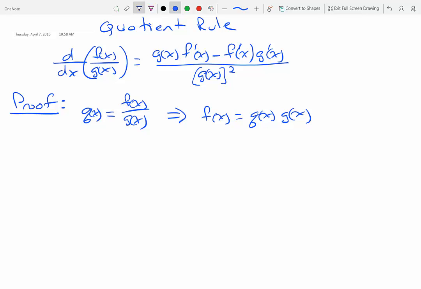Ultimately, what I want is the derivative of q of x. But the way that I'm going to get there is that I'm going to take the derivative of f of x. Does everybody recognize that f of x is a product? How do you take the derivative of a product?